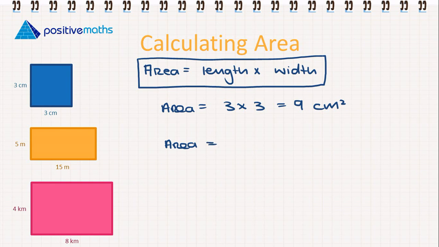Our next one, again, length multiplied by width. So we get 75 meters squared. So again, pause the video and just to practice, calculate the area of the pink rectangle.